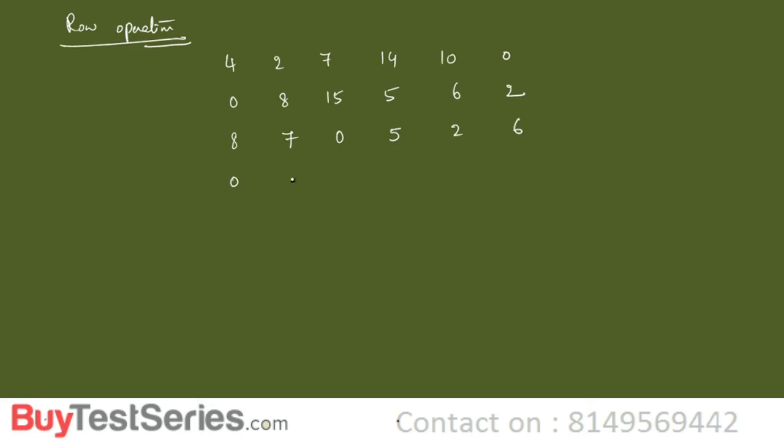Fourth row, 0, 8, 4, 7, 7, 6. Fifth, 5, 9, 8, 4, 0, 7. And last, 0, 0, 0, 0, 0, 0. Because if it is entirely 0, the least is 0. 0 minus 0 will give you 0 only, right? So it remains the same.